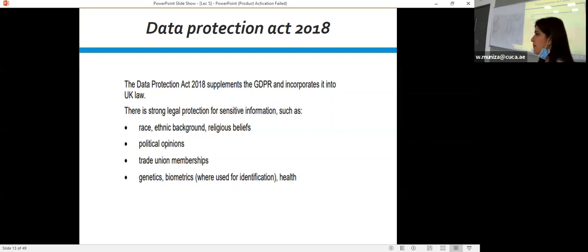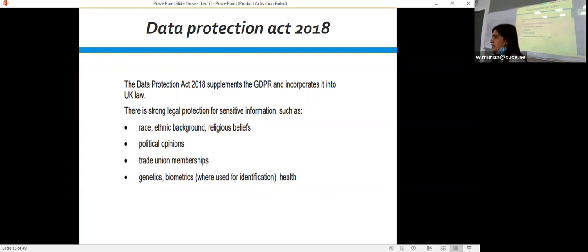Then trade union memberships. If the person has a membership to a particular trade union, this should not be leaked out. Genetics, biometrics, they are used for identification. Biometrics, thumbprints, etc. Wherever they are used for identification, they should not be leaked out because they can then be used for unfair means.